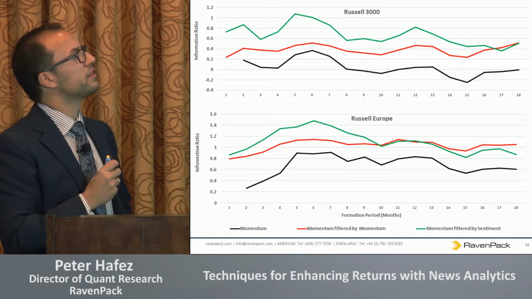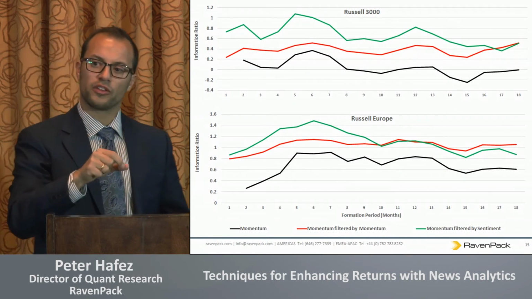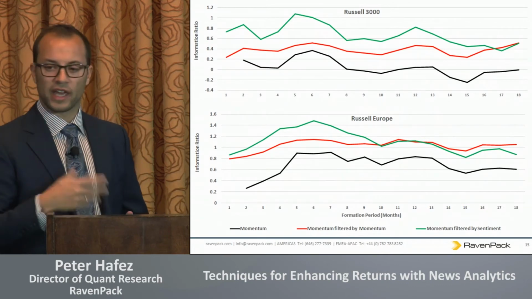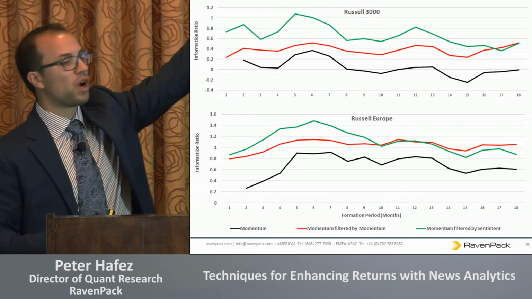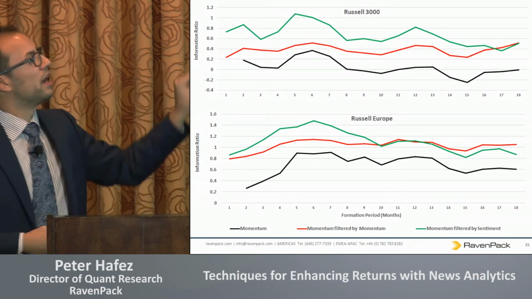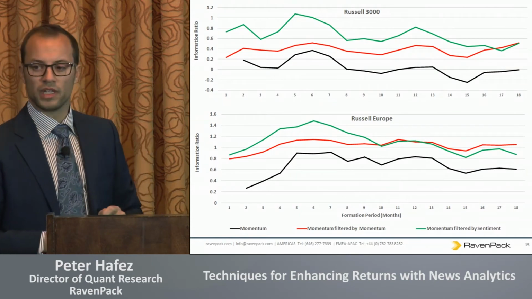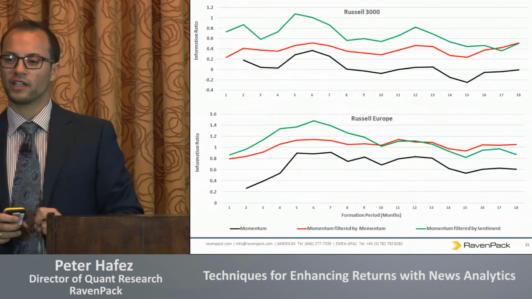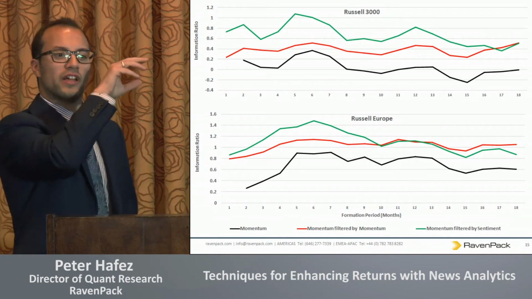The green line is when we focus on just one column of that heat map, the column that contains the highest information ratio for sentiment. So on the top one, we focus on the 1 month sentiment filter, and in the bottom one, we focus on 13 month, I think it is, as a filter. The red line is the momentum filtered momentum. But for the red line, we have applied a level of severe overfitting. We haven't taken the best column, we have taken the best cell across everything.